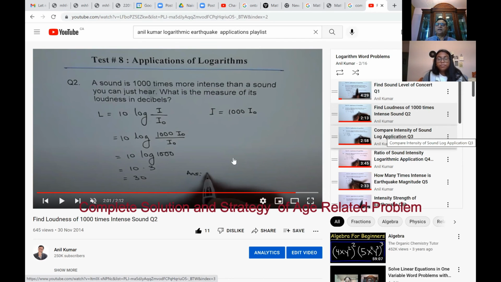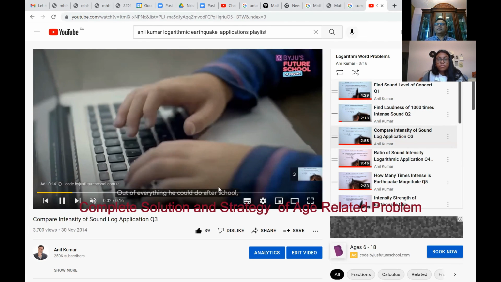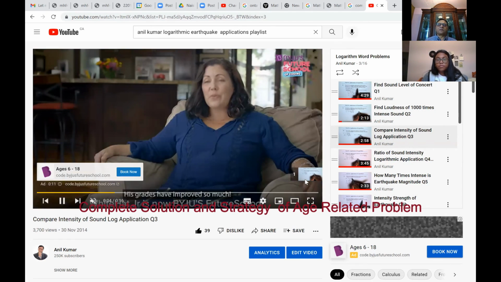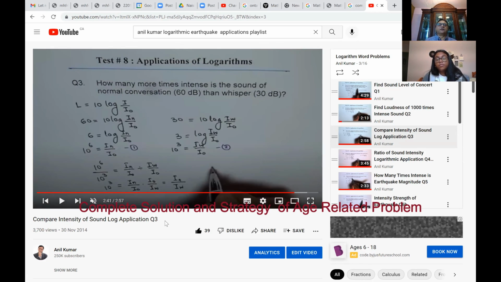Yeah. Next question, please. Here is your next question, which is again on intensity. Can you please read the question? How many more times intense is the sound of a normal conversation, which is 60 decibels, than a whisper, which is 30 decibels? Correct. So 30 decibels is kind of a whisper, 60 is normal conversation. We are already given the two values, their ratios can be found and you can solve the question, correct?